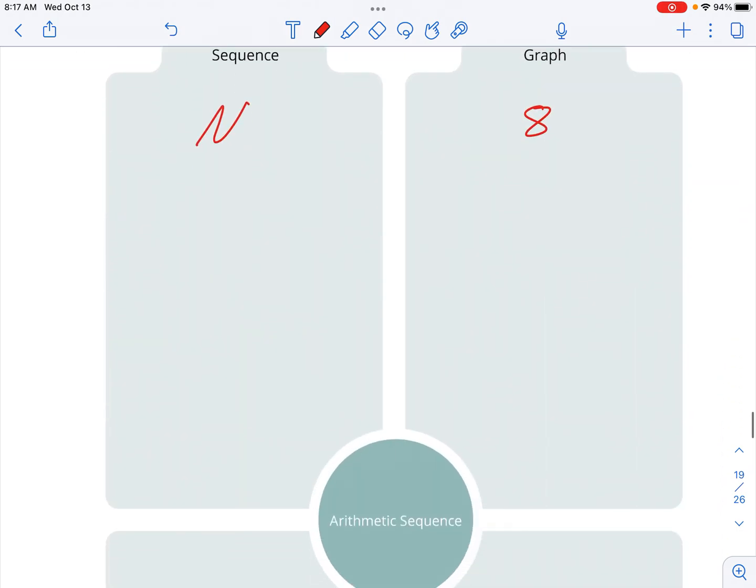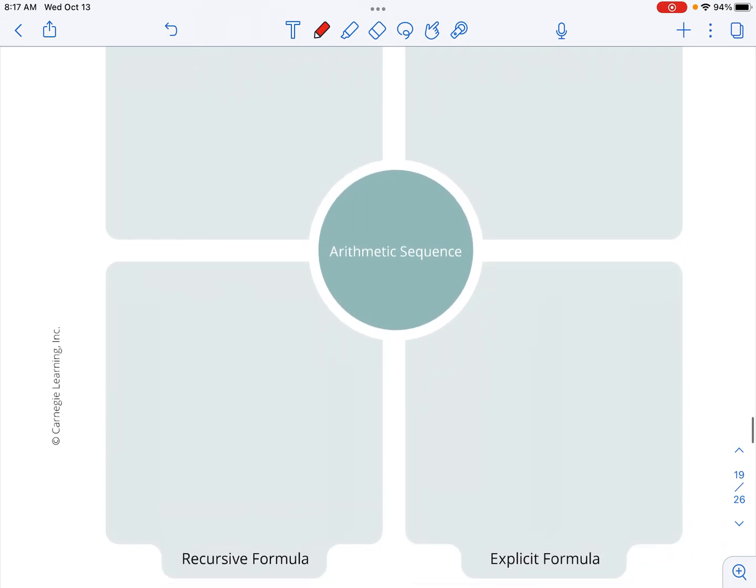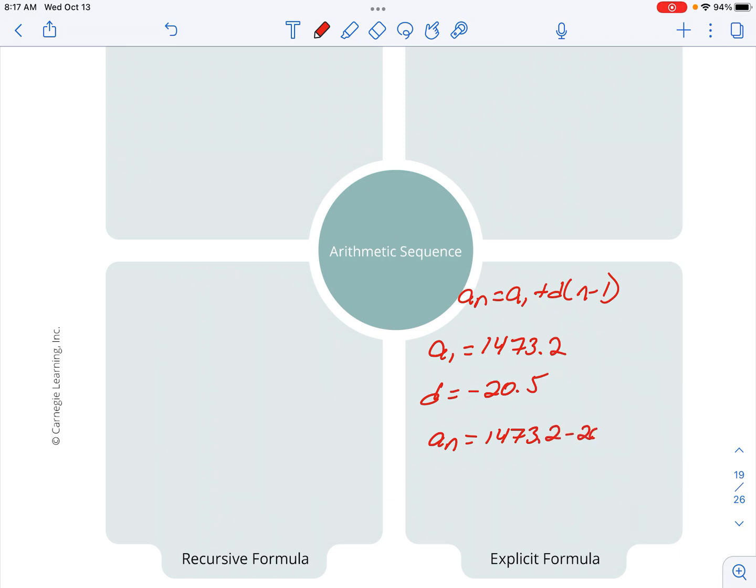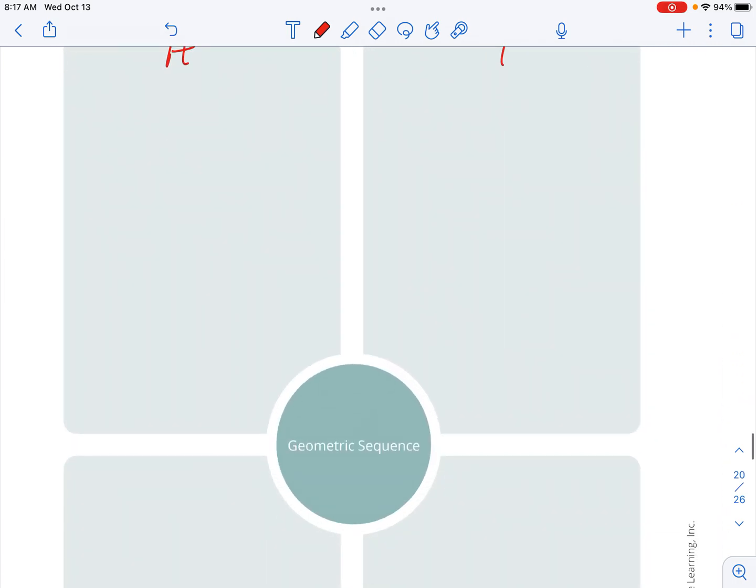There we go. Okay, sequence N for the arithmetic was the next page. Okay, N, 1473.2. And then we said we were subtracting 28.5. So for this one, bring it together, the starting term and how you're moving, common difference.